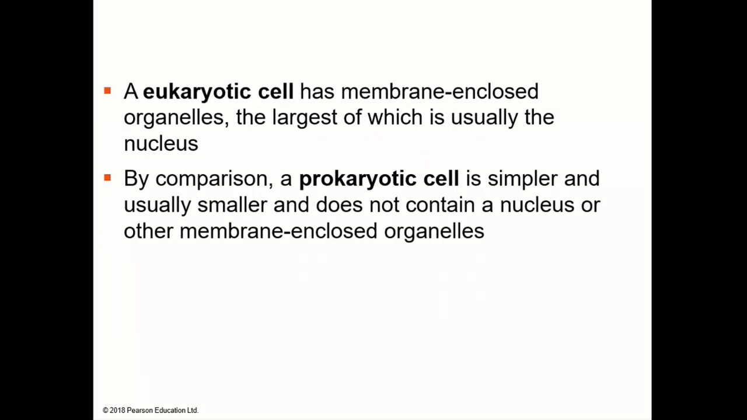So eukaryotic cells have membrane-enclosed organelles, the largest of which is usually the nucleus. And by comparison, the example will be a prokaryotic cell, which is similar but usually smaller, and does not contain a nucleus or other membrane-enclosed organelles. So the difference between eukaryotic and prokaryotic cell is that eukaryotic has enclosed organelles, but the prokaryotic one is much smaller and doesn't contain any nucleus membrane or those organelles.